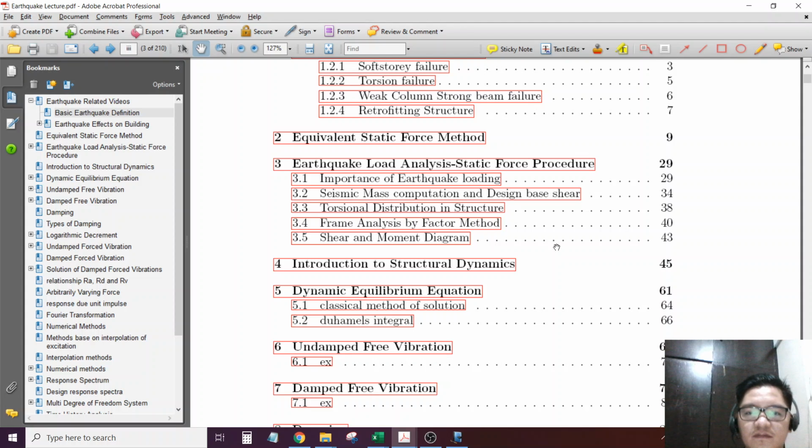Basically this whole procedure, static force method, will be the required output from you for the plates, because we have plates, corresponding plates na requirement sa subject na to.